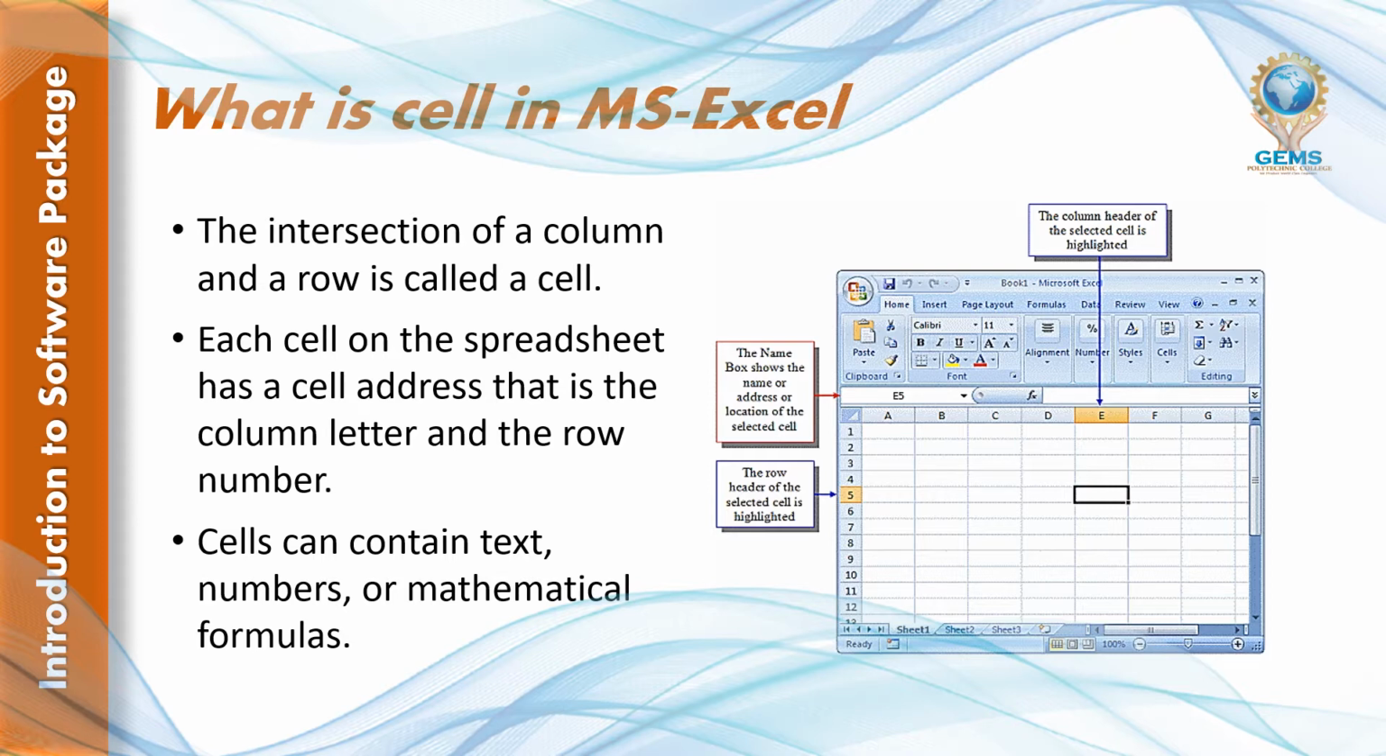So what is the address of this cell? That is E5, because the column name is E and the row header is 5. So the address of the cell is E5.